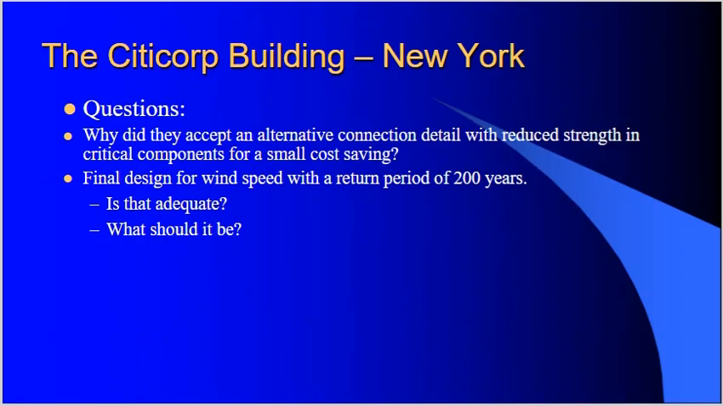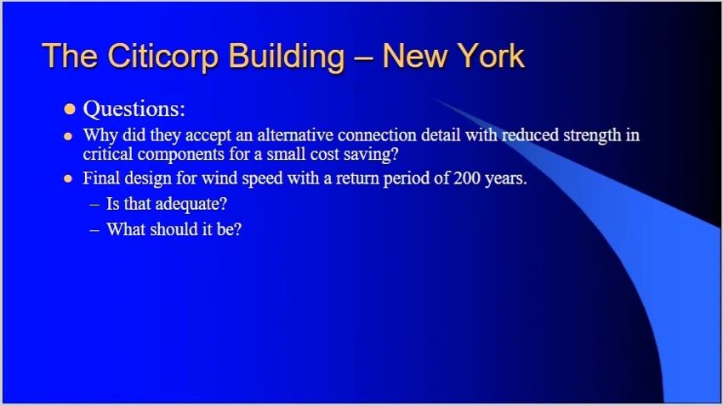But for the lessons that we learned from this event, I think there's actually a few things that we can learn from this. One is the question of why they should accept an alternative connection detail for these critical connections, which resulted in a reduced strength for such a small cost saving.